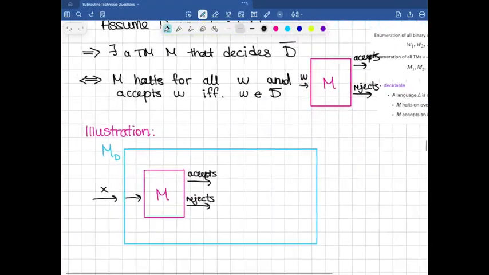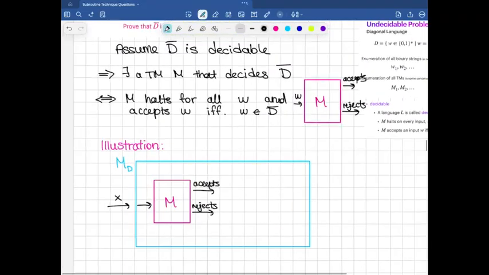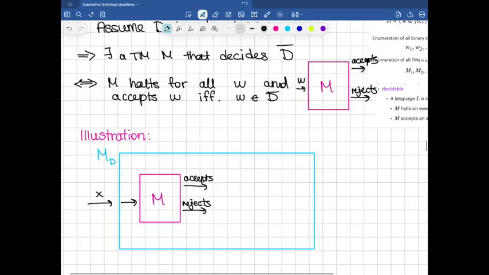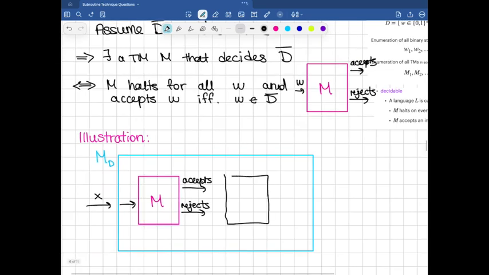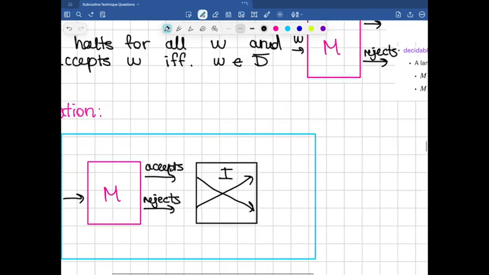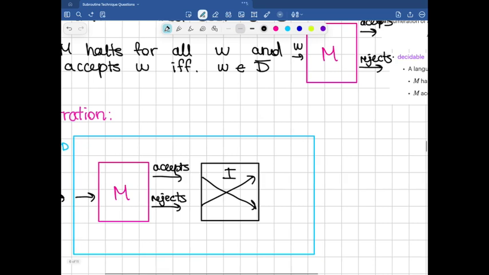So what we do inside the Turing machine of the diagonal language would be to negate the result, and then we would have the Turing machine for the diagonal language. So it's as simple as that. So I show this with another Turing machine. Let me call it I for inverting. And I do it like this. You don't have to do it. It is just for me to show it clearly.